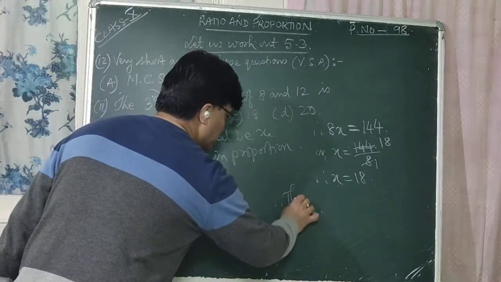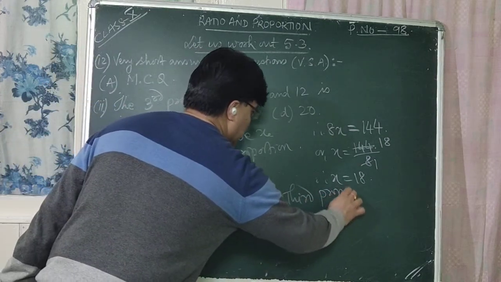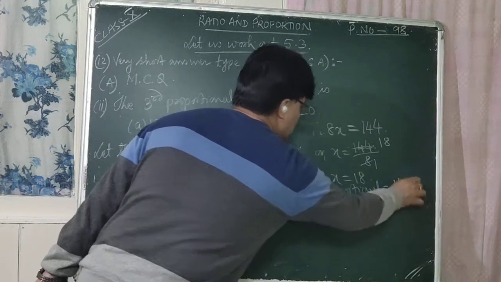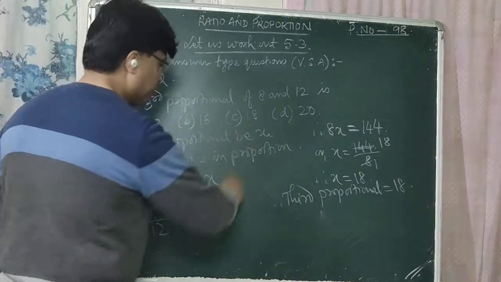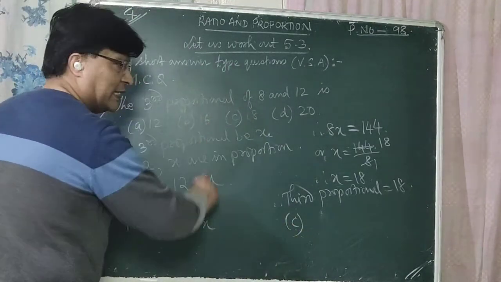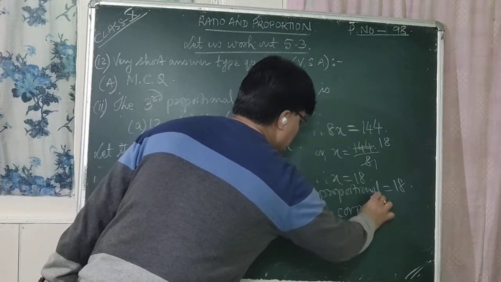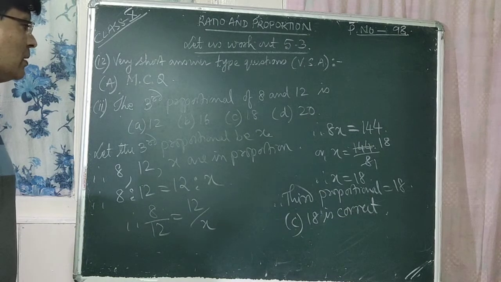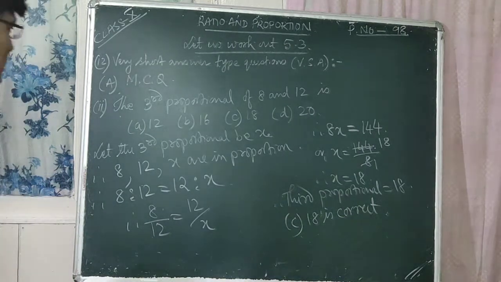Therefore, third proportional is equal to 18. So which is the correct option here? That is C. 18 is the correct answer. So I think you have understood it. So you can copy it. We'll do the next question now.